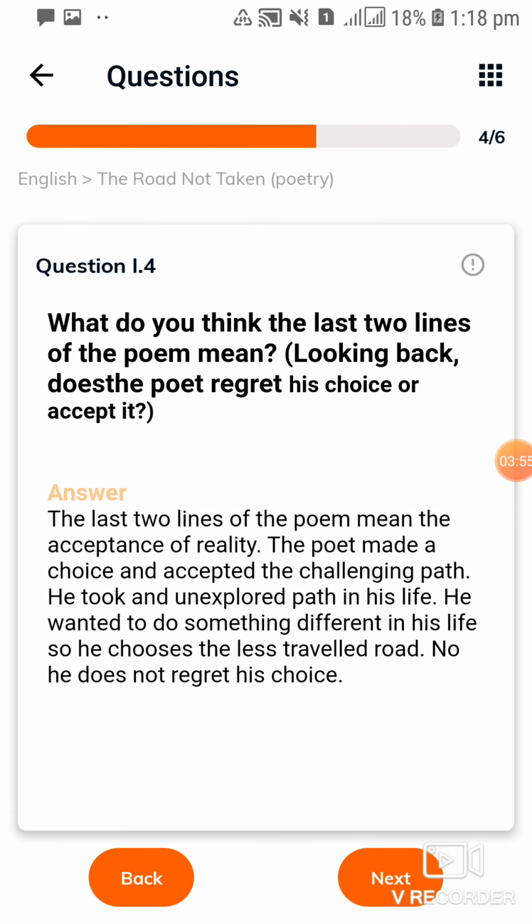Next question, what do you think the last two lines of the poem mean? Looking back, does the poet regret his choice or accept it? Answer is, the last two lines of the poem mean the acceptance of reality. The poet made a choice and accepted the challenging, unexplored path he took in his life. He wanted to do something different in his life, so he chose the less traveled road. No, he does not regret his choice.